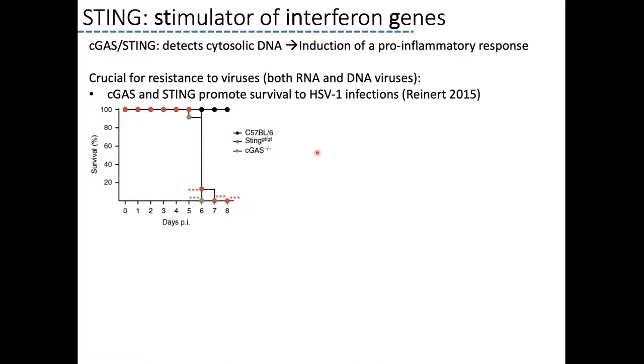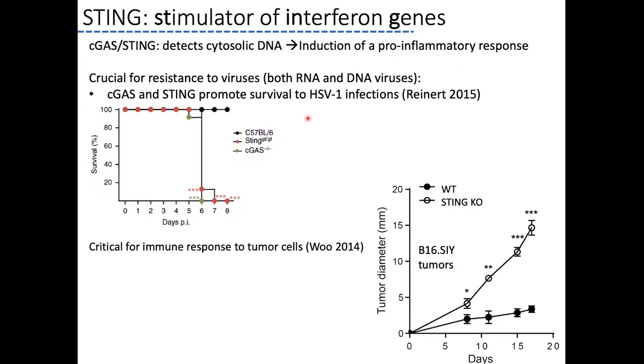For example, mice lacking STING or cGAS become highly susceptible to HSV-1 infections. And also in the context of the immune response to tumor cells, STING plays a crucial role. Mice injected with T-cell sensitive B16-SIY tumors cannot mount a proper immune response in the absence of STING, and those tumor cells will continue to grow.